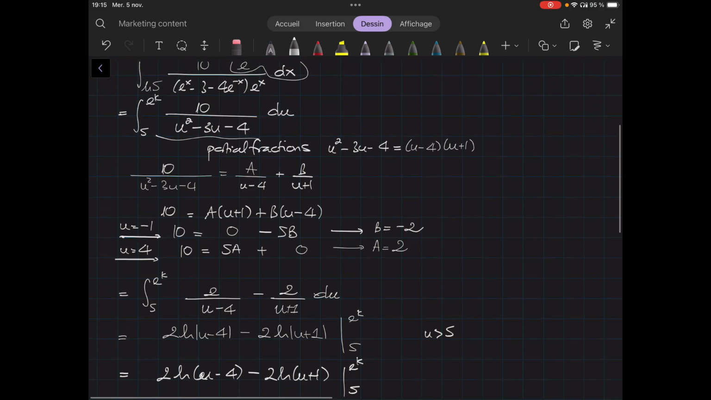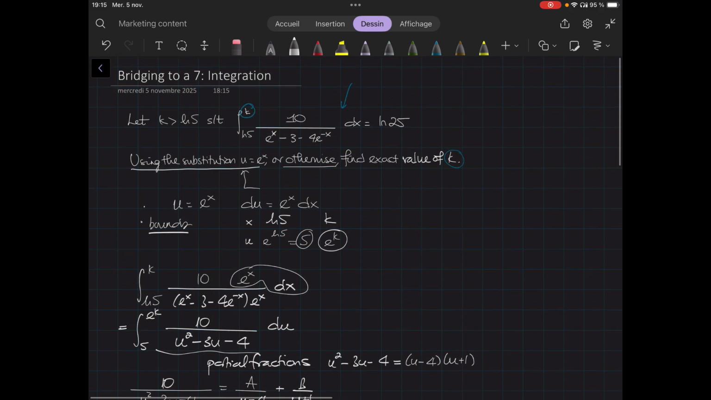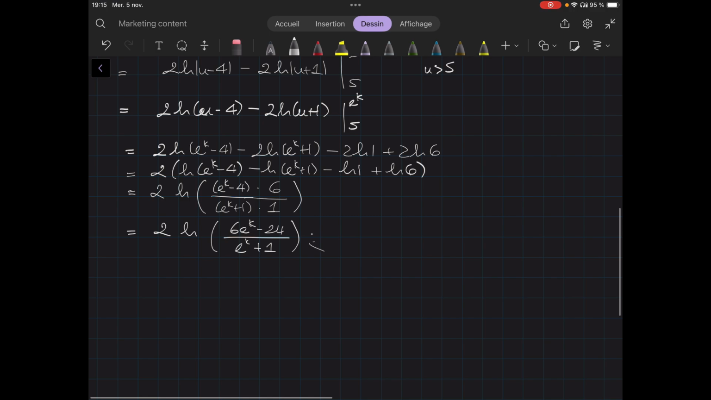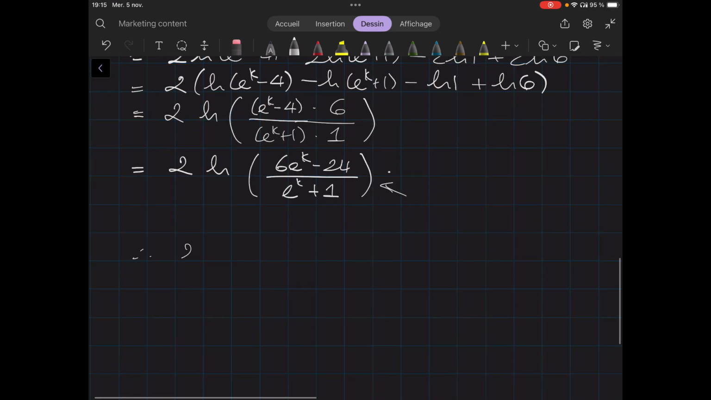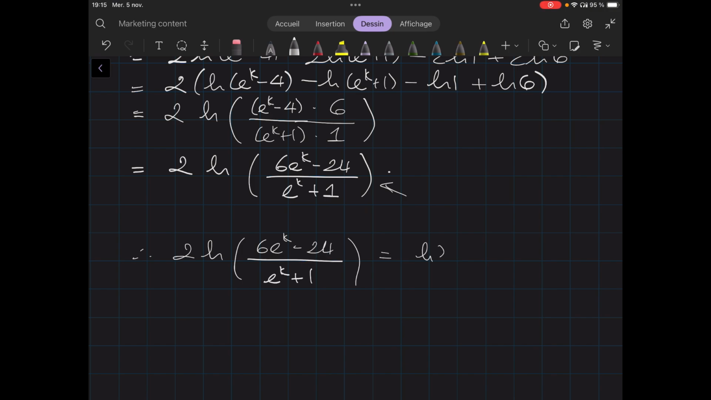Let's go back to the question. We're given that the value of the integral is equal to ln of 25. So all that's left for us to do is set this value equal to ln of 25 and then solve for the value of k. 25 is 5 squared. So ln of 25 is ln of 5 squared, or 2 ln of 5.